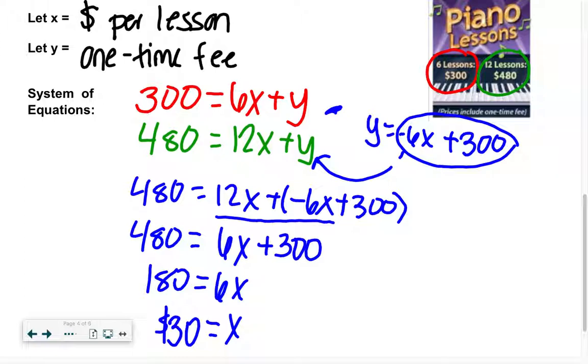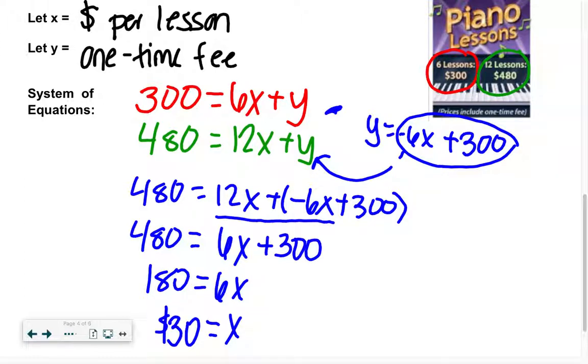How would you get 380? How'd you do it? Which from where to where? So this is 12x plus, this is all what we replaced with y. So then we just have 12x plus a negative 6x, which is just like subtraction. And then we still have our 300 out at the end.